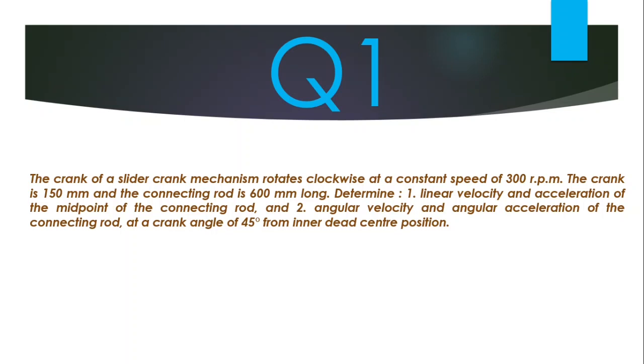The crank of a slider crank mechanism rotates clockwise at a constant speed of 300 rpm. The crank is 150 mm and the connecting rod is 600 mm long. Determine 1. Linear velocity and acceleration of the midpoint of the connecting rod, and 2. Angular velocity and angular acceleration of the connecting rod at a crank angle of 45 degree from inner dead center position.